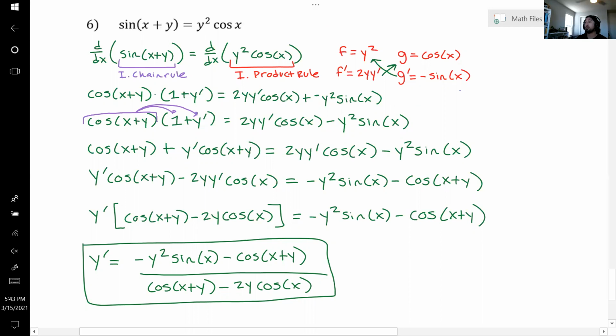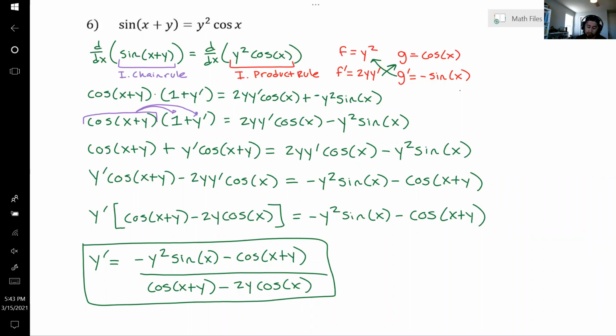Okay. Any questions on that one? I have a question. Go ahead. So will we ever run into an equation where y isn't a fraction or under a square root, maybe?